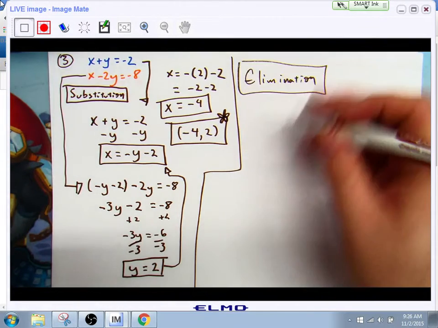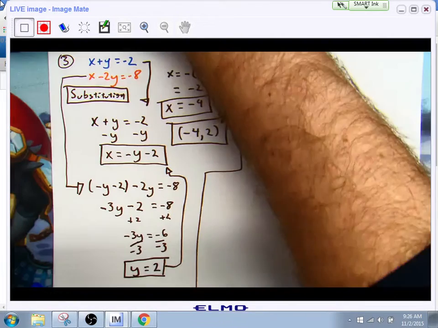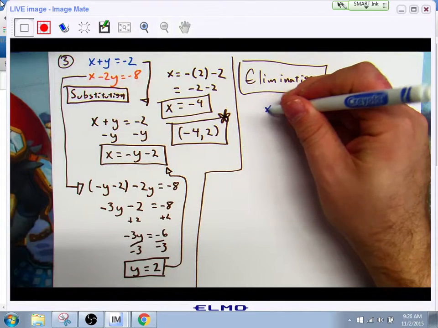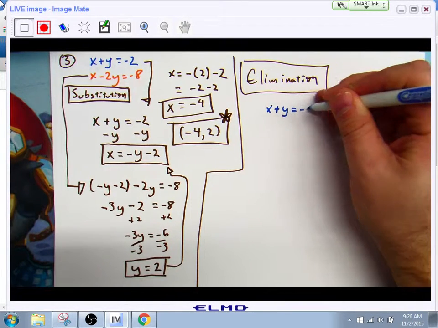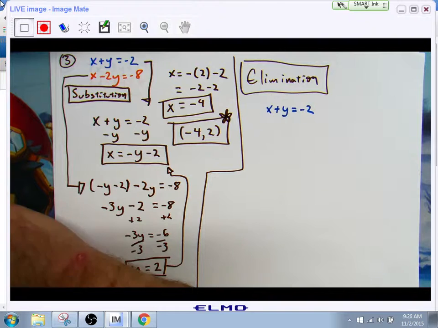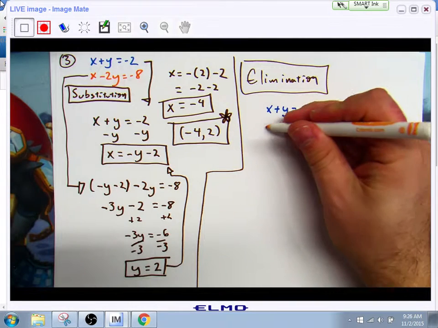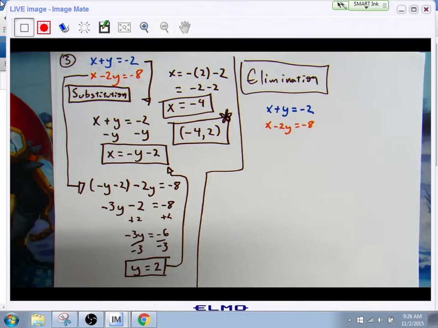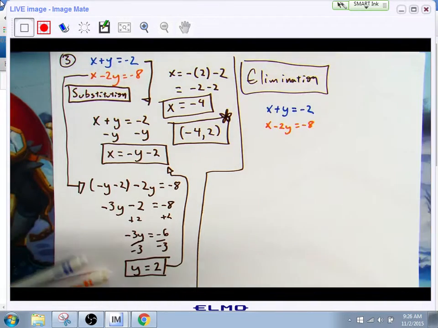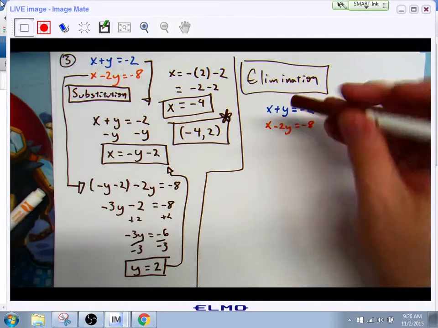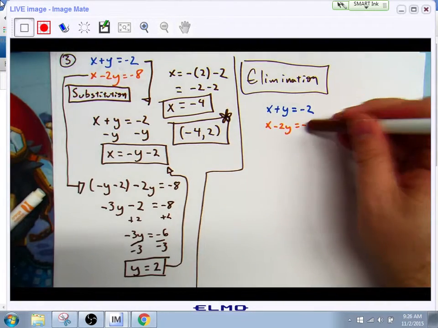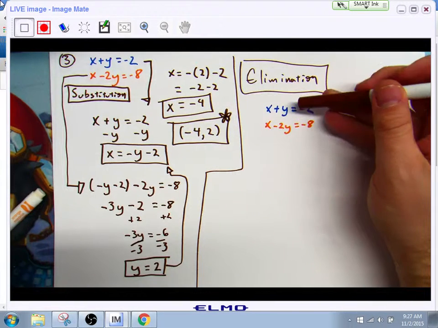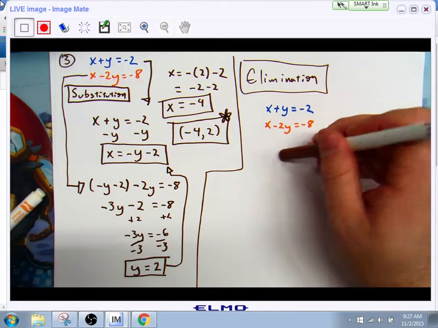Elimination. Go back there. X plus y equals negative 2. Let's write our orange. X minus 2y equals negative 8. All right. My x's are above my x's. My y's are above my y's. Equals above equals. Constants above constant. I can start. 1 plus 1 is 2. That's not going to work. 1 plus a negative 2 is negative 1. That's not going to work.